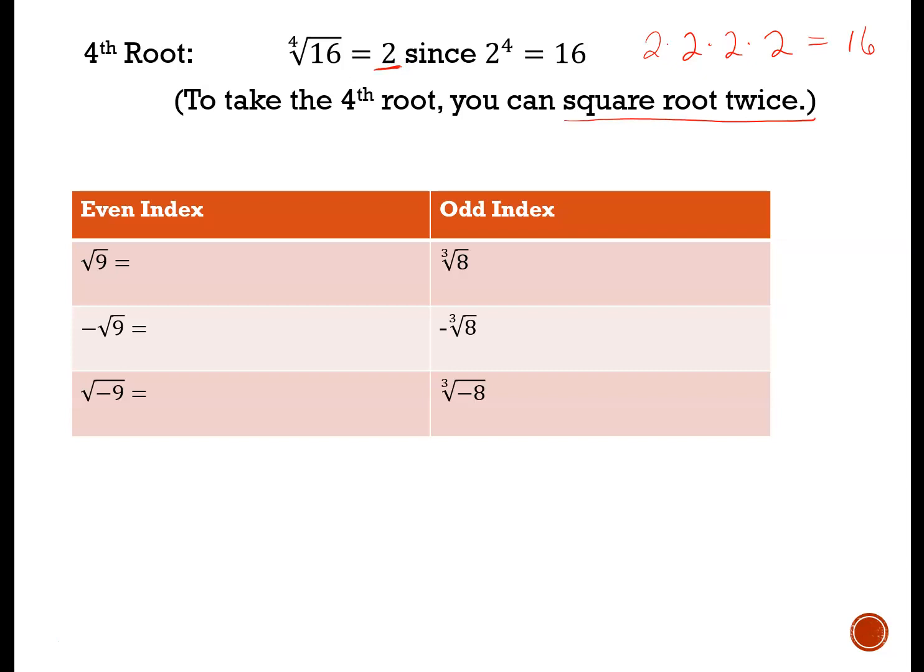So, as we are talking about these roots in general, we need to think about some differences in the problems that have an even index, which would be like a square root and a fourth root. N would be an even number. And an odd index, a cube root, fifth root, seventh root. Let's see some differences here.